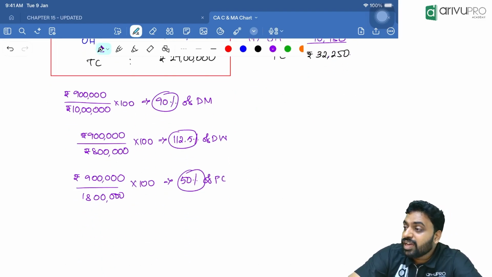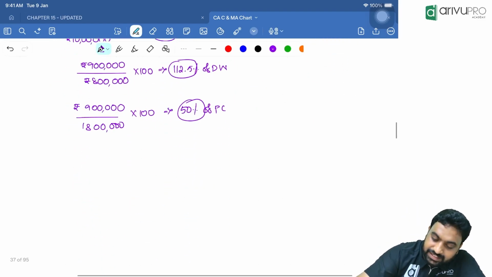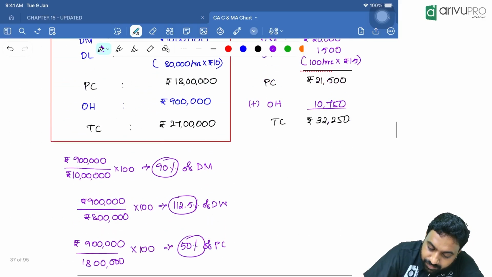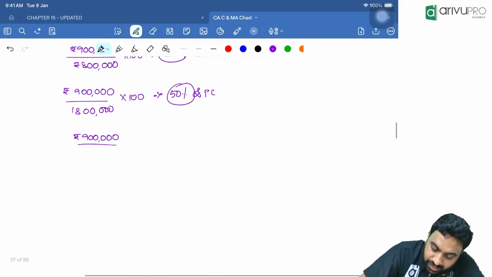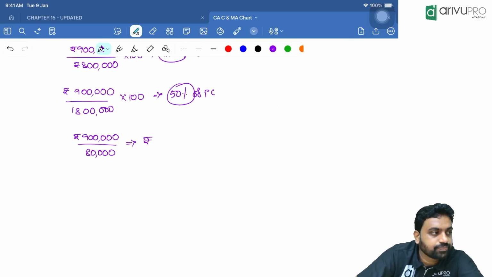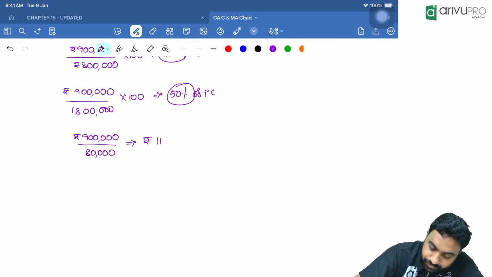As a labor hour rate, how much is the overhead here? 9 lakh. How many hours of labor I told? 80,000. That means per hour how much? Don't do into 100. 11.25.